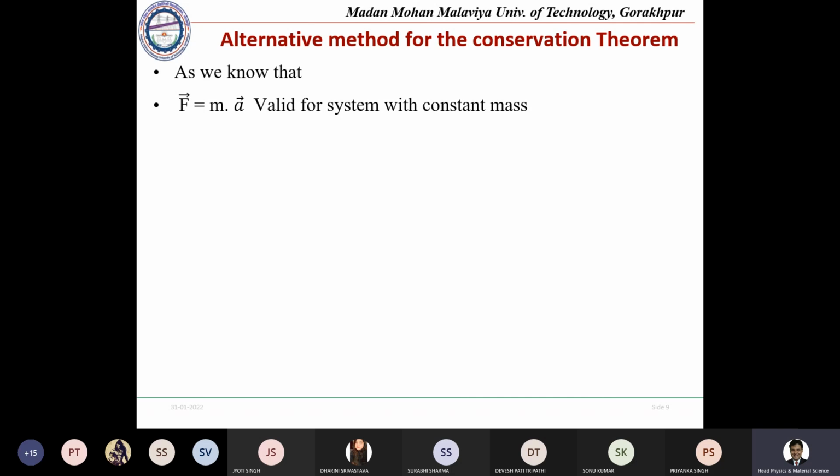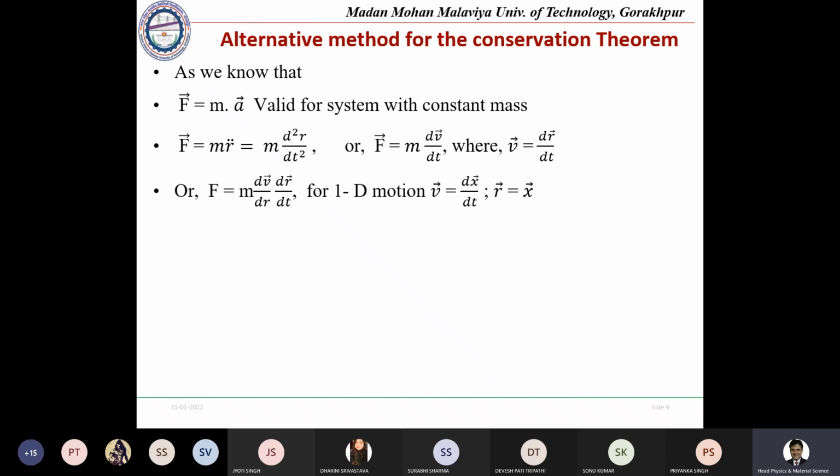F is equal to ma, valid for a system with constant mass, that is, a system where mass is not varying with respect to time. Then we can write it as F is equal to m r double dot, that is m d2r upon dt2, or F is equal to m times dv upon dt, where V is equal to dr upon dt. Now F is equal to m times dv upon dr into dr upon dt.